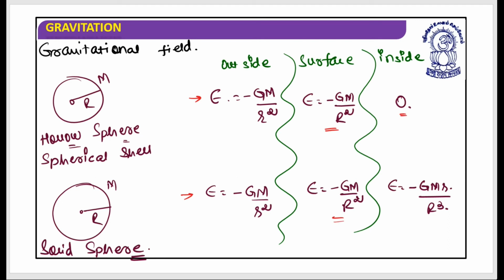Only the inside would be variable. For the hollow sphere, inside it's 0. And for the solid sphere, that would be E is equal to minus GMr divided by R cube.